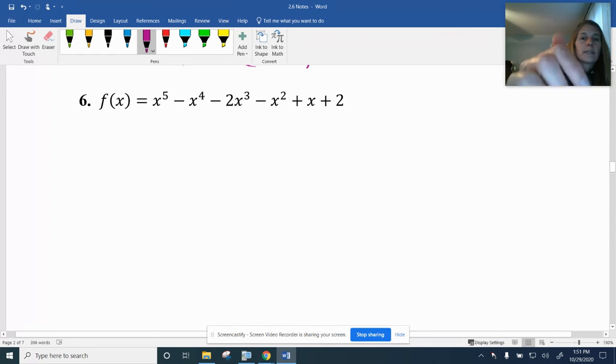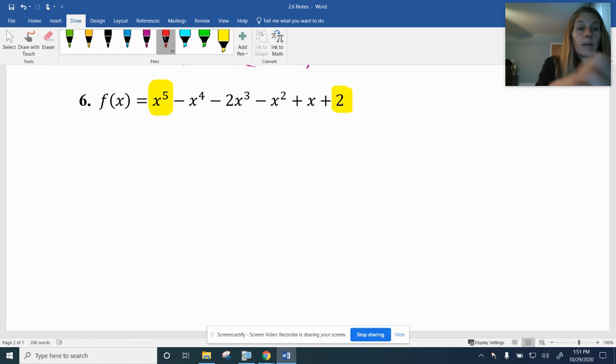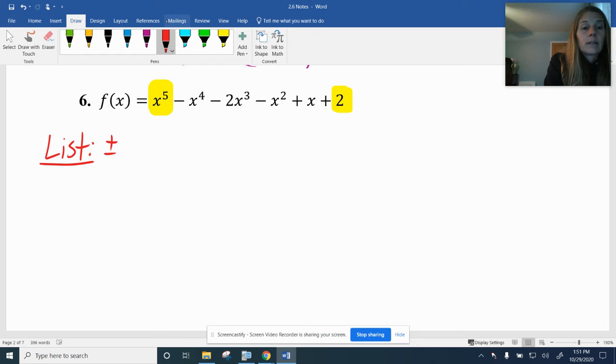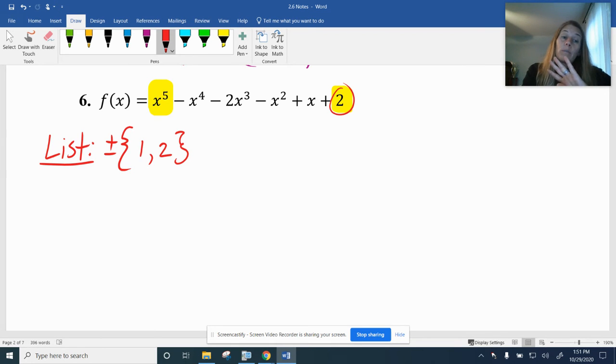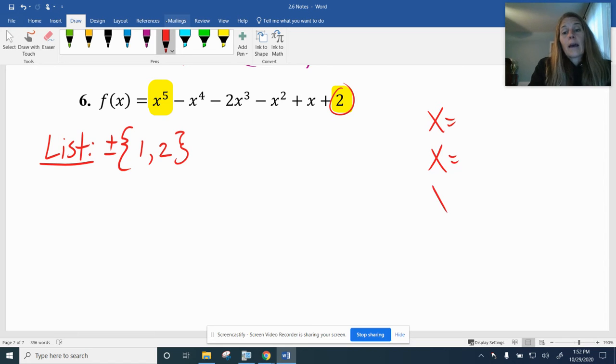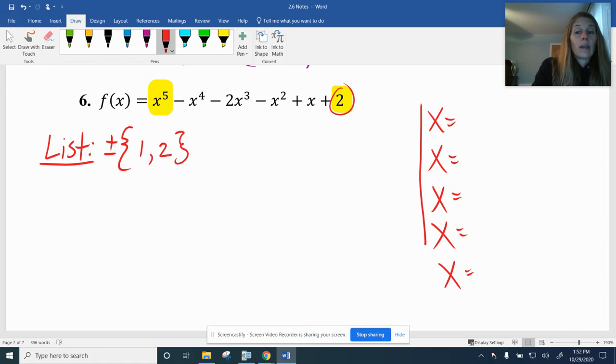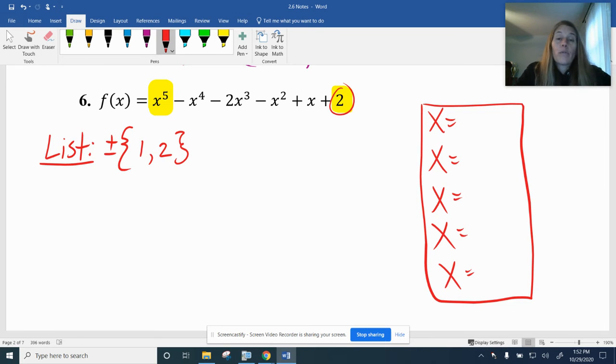Okay, and then we're going to do one more, this time taking it an extra degree up to x to the 5th. Now this one's kind of interesting because, first of all, when you look at the list, you're going to notice that the only factors of 2 are 1 and 2. So you really only have 4 numbers here to choose from. You have +1 and -1, +2 and -2. But because it's an x to the 5th, we're expecting to have 5 solutions. So that's kind of interesting because you only have 4 possible rational zeros to choose from.